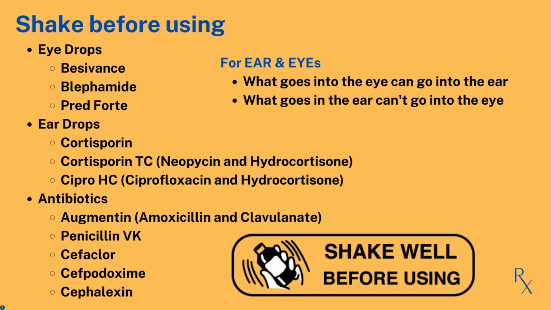Next, we have medications that will have the auxiliary label saying shake before using. And here you could see a list of the eye drops, ear drops, and the antibiotics. And a rule of thumb for ear drops and eye drops: what goes into the eye can go into the ear, but what goes into the ear cannot go into the eye. And this is because our eyes are very sensitive, and any hazardous material could potentially cause blindness or for a patient to lose their vision. So we want to be very careful with that.